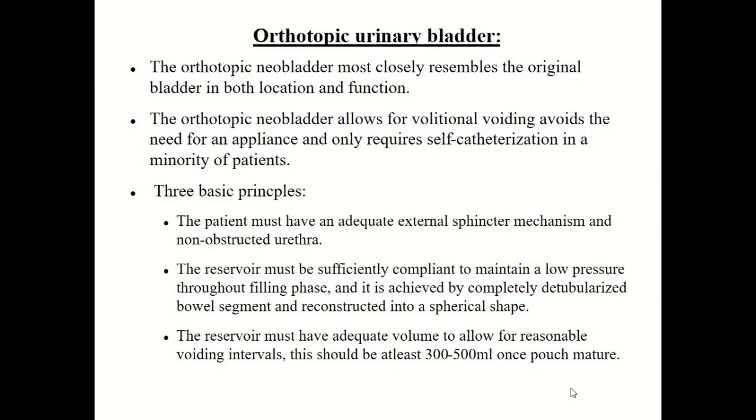There are three basic principles of the orthotopic bladder. The patient must have an adequate external sphincter mechanism and a non-obstructed urethra. The reservoir must be sufficiently compliant to maintain a low pressure throughout the filling phase, which is achieved by completely detubularizing the bowel segment and reconstructing it into a spherical shape. The reservoir must have adequate volume to allow for reasonable voiding intervals. This should be at least 300 to 500 ml once the pouch is mature.